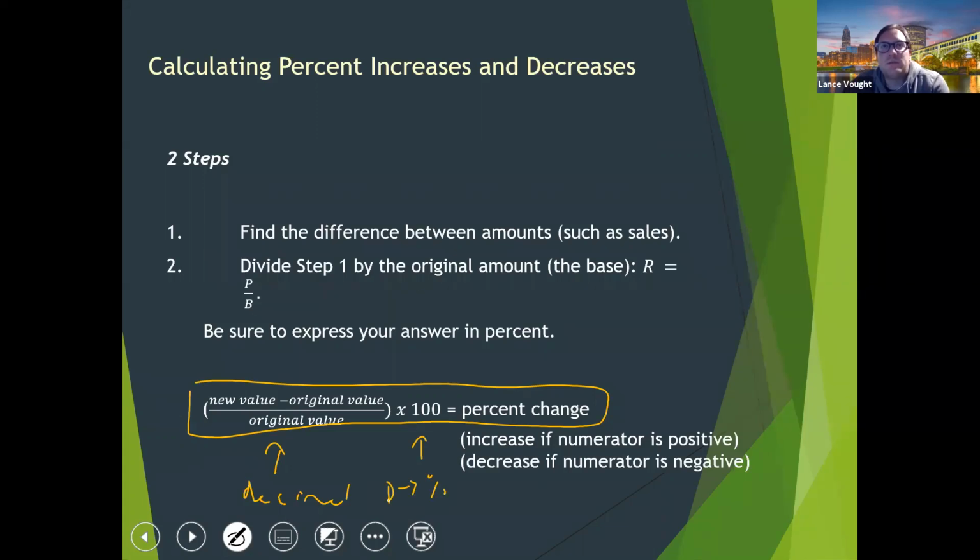Because remember, you're always multiplying by 100. You're adding those two decimal places, or moving that decimal 2 spots to the right. So that's what that 100 is telling you. It's turning into a percentage from a decimal value. If your numerator is positive, so like if new value minus original value is greater than 0, then this equation is telling you that there's growth, that there's a positive change in whatever you're measuring. If you get a negative number, then that means that there's a decrease in your measurement.